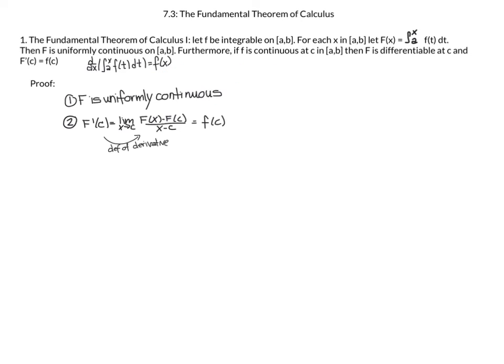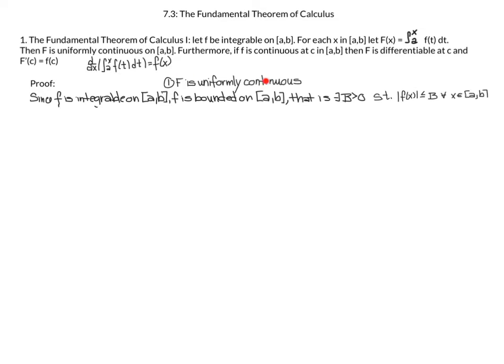The proof of this theorem will first start by showing that F is uniformly continuous, proving this first statement. And then the last part will be to show that the derivative of capital F evaluated at c is equal to the function little f at c. And to show this, we're going to use the definition of the derivative and say F'(c) is equal to the limit of (F(x) minus F(c)) all over (x minus c).